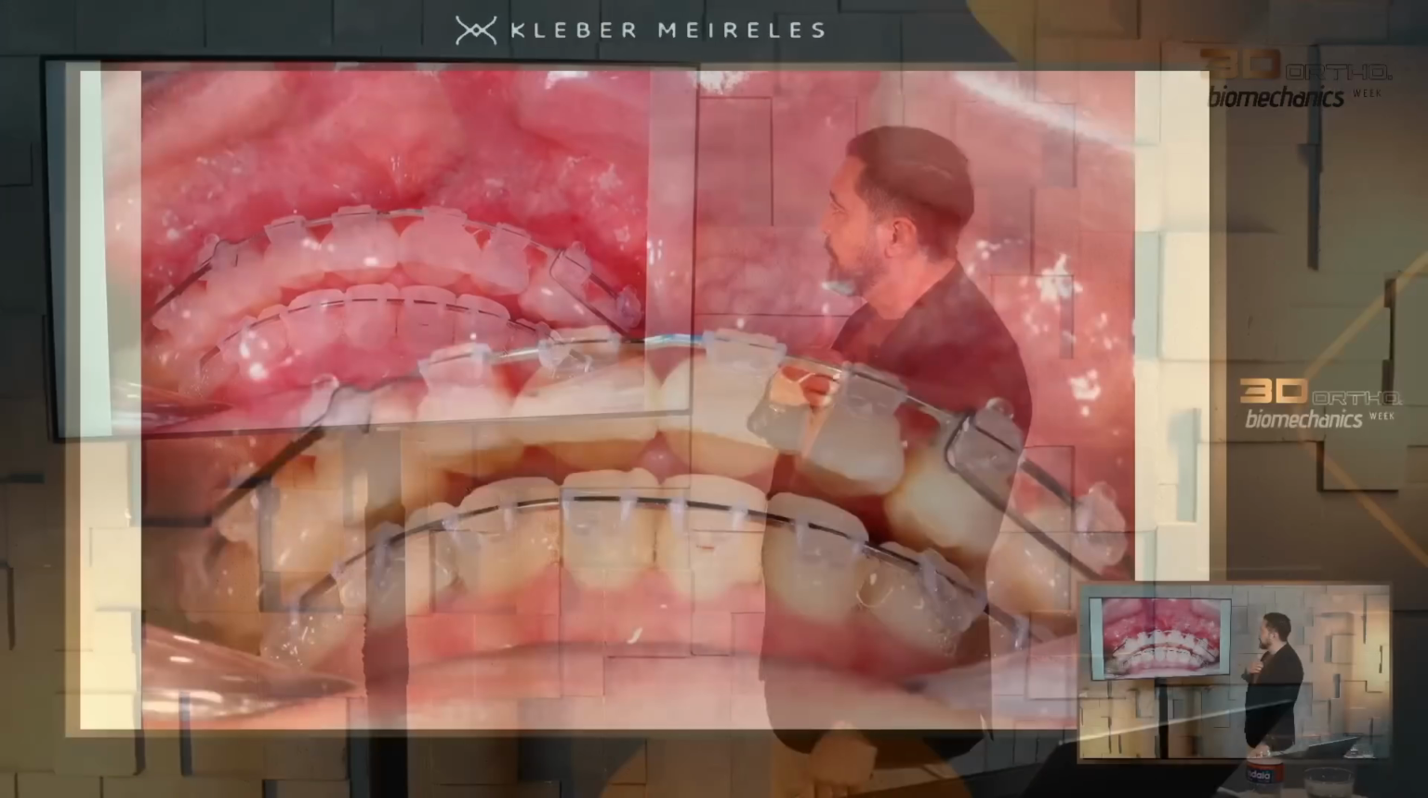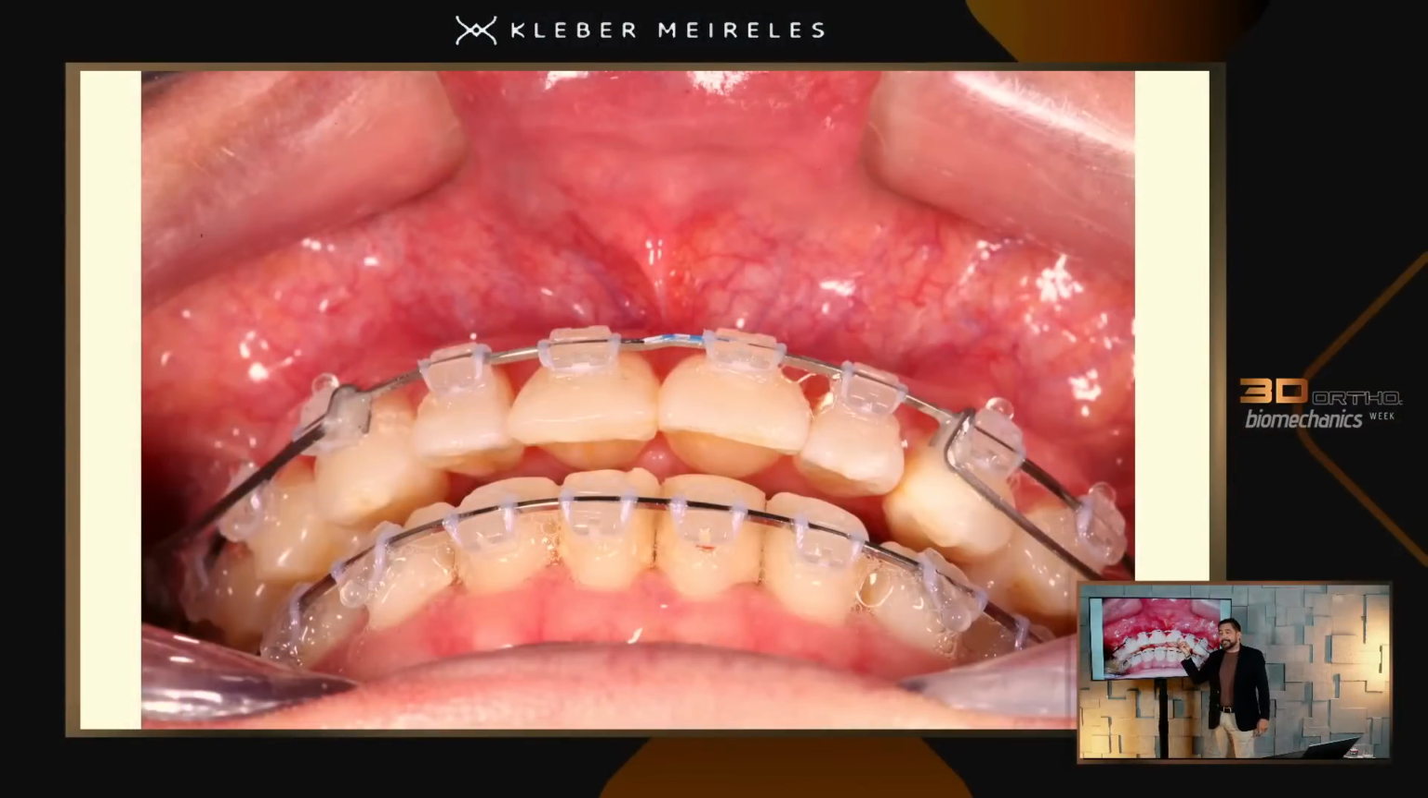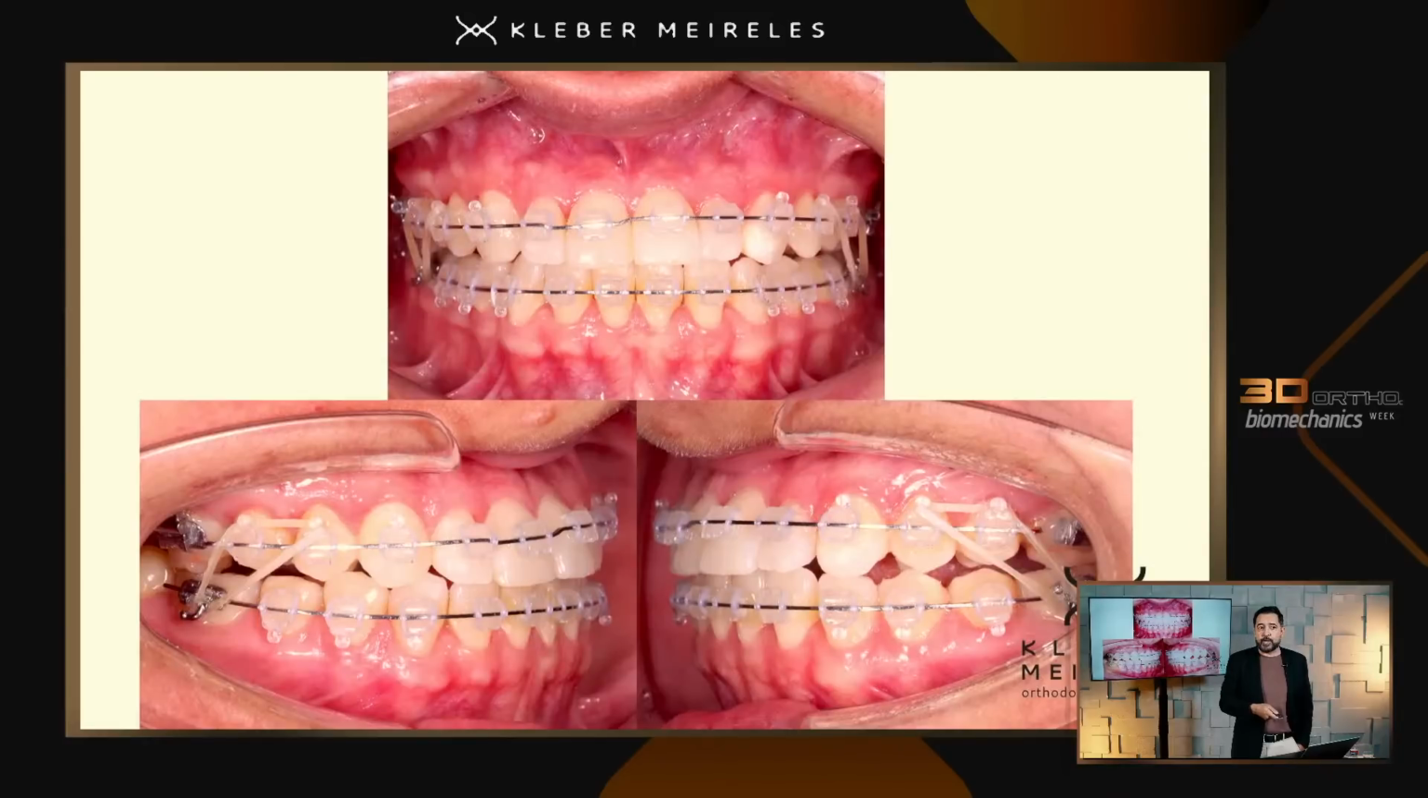So I did that. Look at this beautiful gap that we have here between upper and lower. Remember the previous position? The previous position here was what? Edge to edge. What happened here? Rotation of the mandible down and backwards.